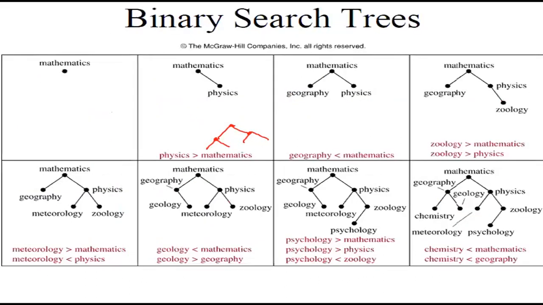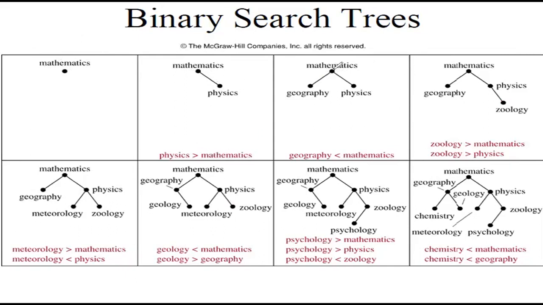Okay. Next, we have the binary search tree. So, a binary search tree we create in such a way that this is a textbook example actually. Form a binary search tree for the words mathematics, physics, geography, zoology, meteorology, geology, psychology, and chemistry using alphabetical order. So first we have mathematics. Now alphabetical means M is before P in the alphabetical order. So when we add physics, it will be added into the right subtree. That is, physics is greater than mathematics.